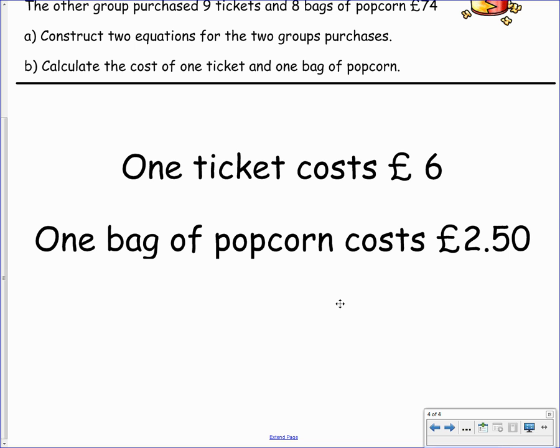Okay, that's us now at the end of simultaneous equations. You should now be starting to look at some exam type questions to aid your revision for this.